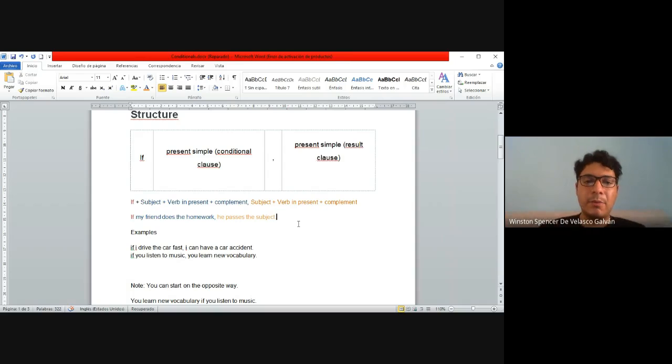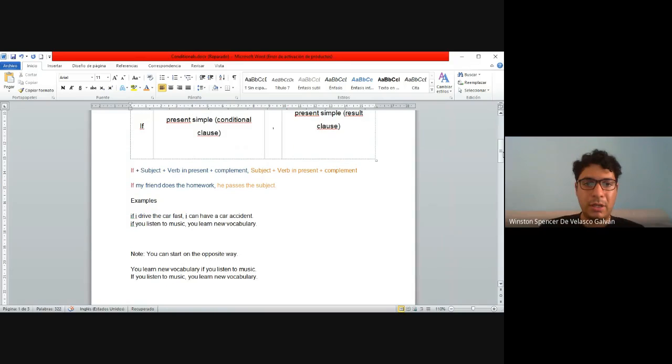I even wrote it in different colors. If my friend does the homework, he passes the subject. And down below, I wrote down some exercises. If I drive the car fast, I can have a car accident. If you listen to music, you learn new vocabulary. Now, I'm going to ask for your help. Daphne, please open your microphone and your camera too, and give me a sentence using the zero conditional.